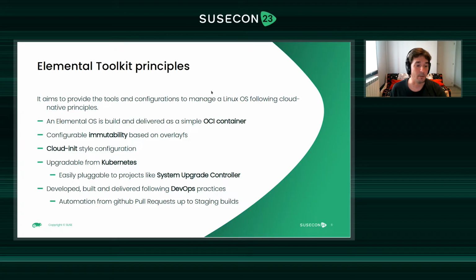And finally, last but not least, it might be obvious, but we are following DevOps practices in our Elemental project. We develop, build, and deliver following DevOps. So we embrace automation from the very beginning, from GitHub pull requests up to staging builds in the Open Build Service. That's relevant because it allows us to set up strong continuous integration and strong testing, and this allows us to quickly provide fixes in case of bugs, and also to quickly update the build in case of maintenance updates or security fixes coming from the underlying distribution.